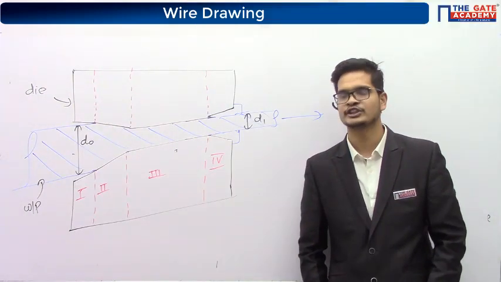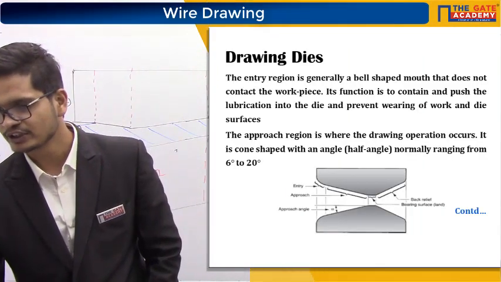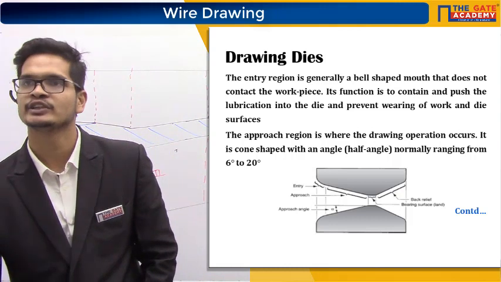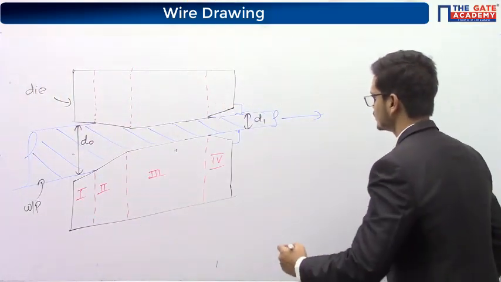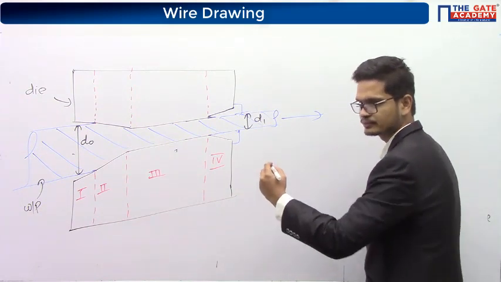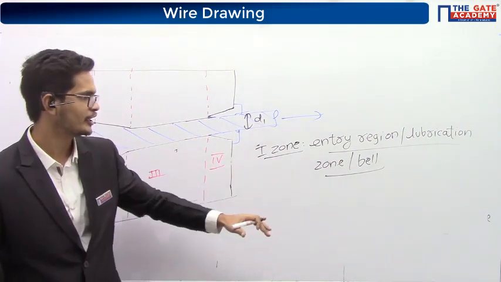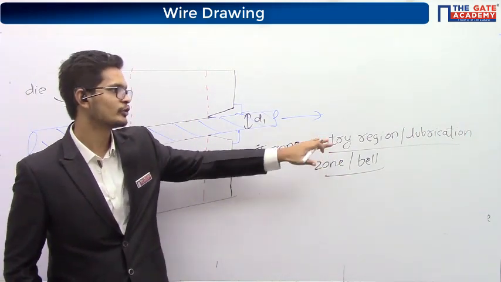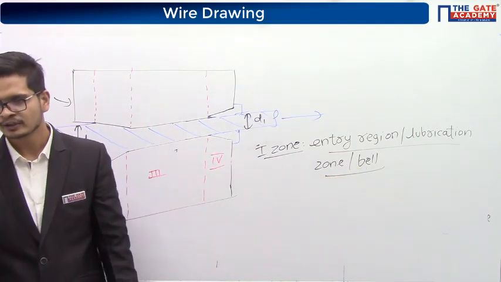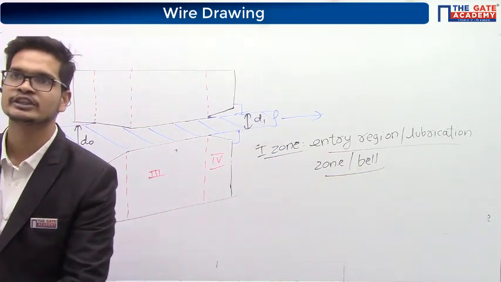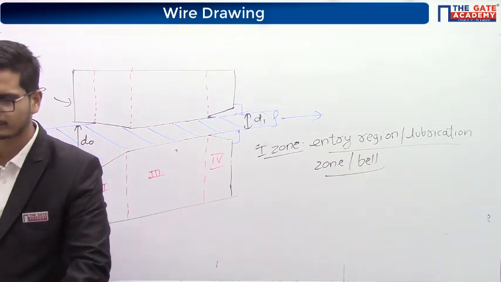Zone 1 is the lubrication zone. It is also entry region, and here they have mentioned it is generally bell-shaped. So it is also called as bell. Okay. So better I dictate all this so that there is no confusion. If you see, different books will mention different names. First zone is also called as entry region, lubrication zone, and bell. So whatever is mentioned in the secondary screen about zone 1, that is okay. Only that much is needed.